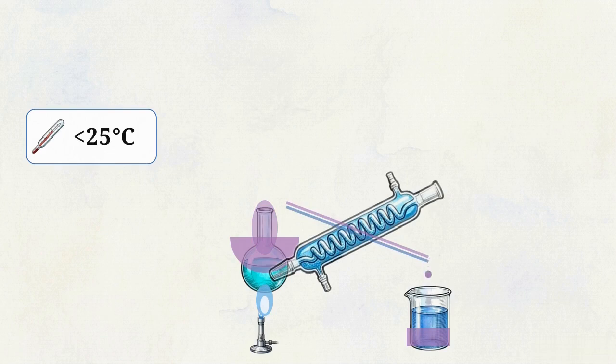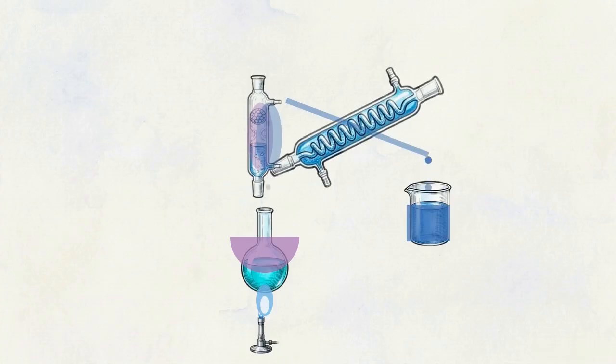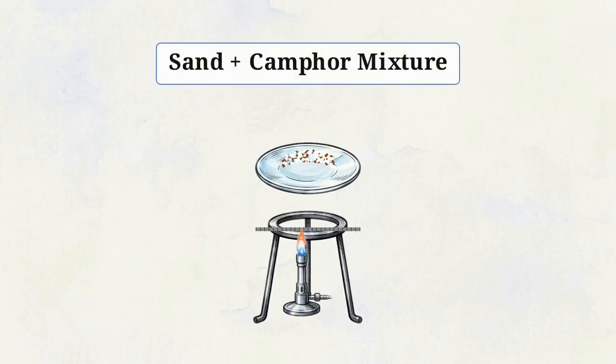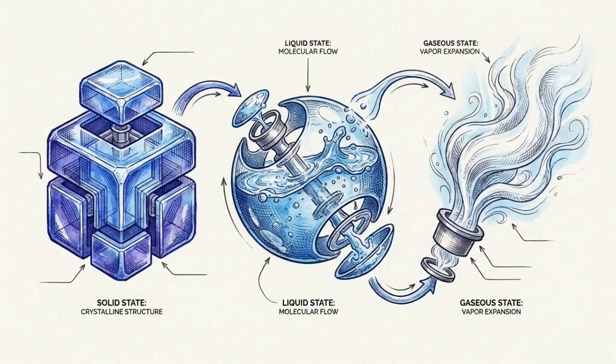We then insert a fractional column packed with glass beads. This creates multiple cooling surfaces, forcing the mixed vapors to condense and reboil until only the correct liquid reaches the top. Heat also offers a shortcut for specific solids. If we have a mixture of sand and camphor, we heat them together. The camphor bypasses the liquid phase entirely, turning directly into a purple vapor, while the sand is left completely untouched. By targeting exactly when a molecule changes its state of matter, heat acts as a precise tool to pull components apart.